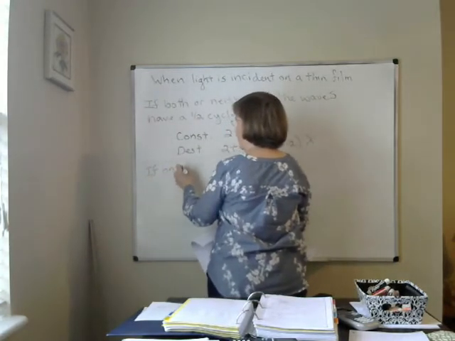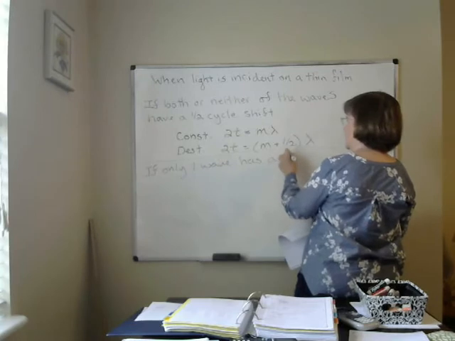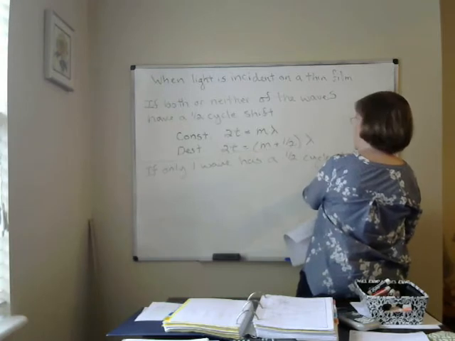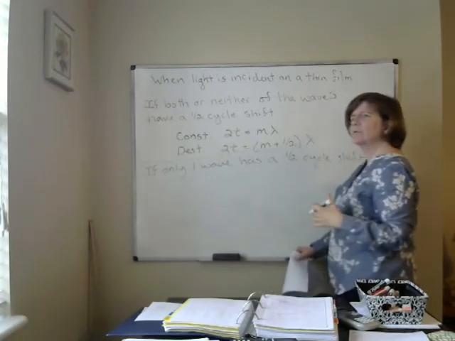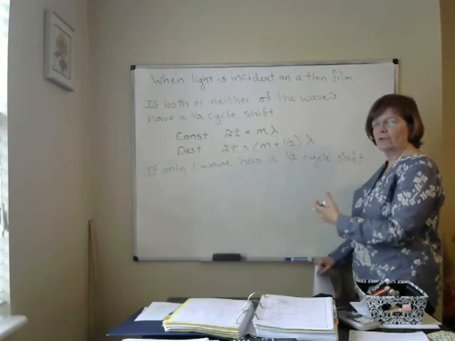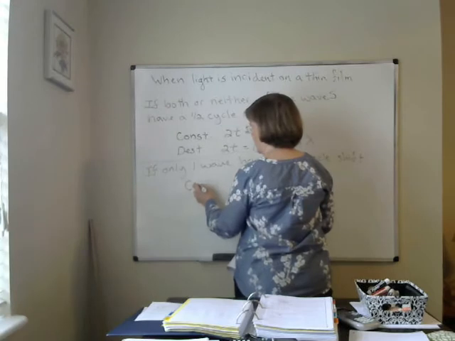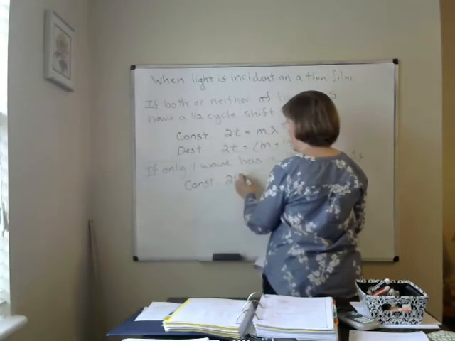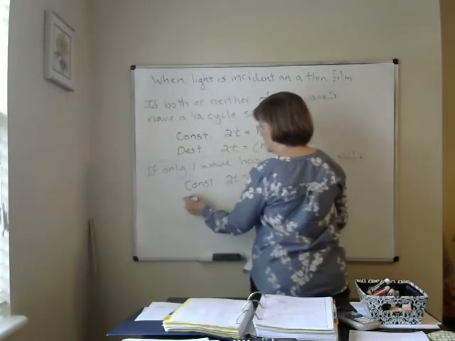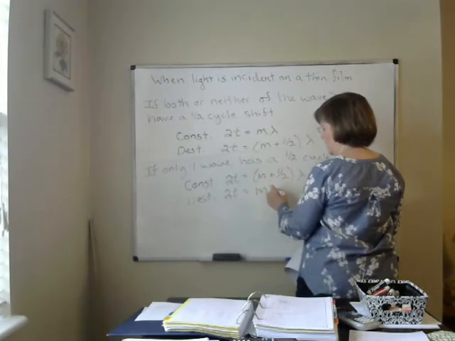If only one wave has a half cycle shift, if both waves are not experiencing the same thing, like the one that I drew where the upper surface had a half cycle shift, but the lower surface had no shift, if only one of those, then constructive means that 2t has to equal m plus 1/2 a wavelength, and destructive occurs when 2t is equal to a whole number of wavelengths.